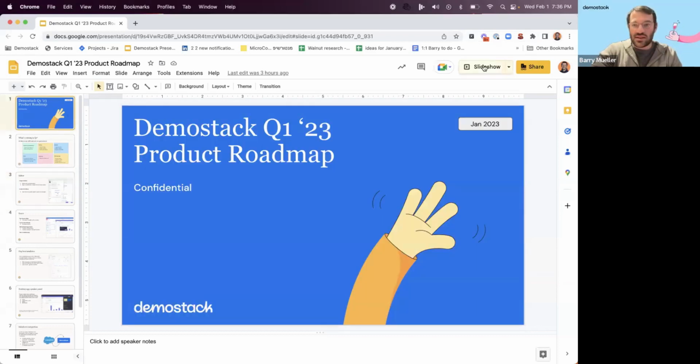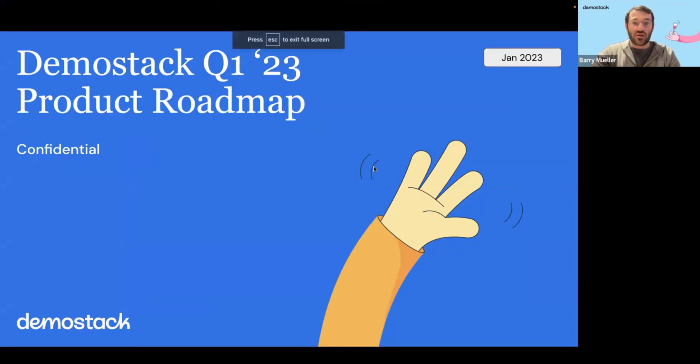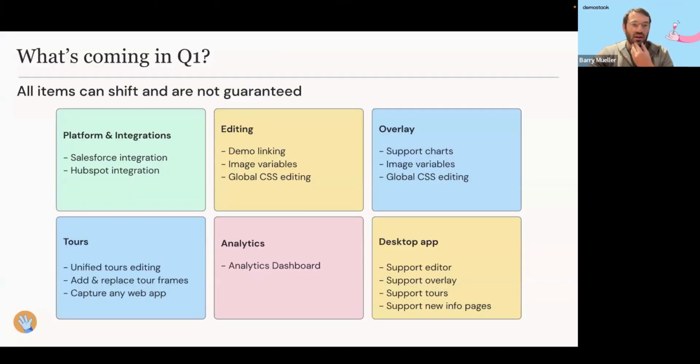Okay, so maybe your CS has shown it to you, but if they haven't, I think this will be really interesting, our product roadmap. I'll go through quickly from this slide, but the next slides are where we take a deeper dive. So this is what's planned for Q1. Again, caveat, all items can shift and are not guaranteed. But for the platform, we have integrations coming, which I think is really exciting. Salesforce and HubSpot. Obviously, you've seen all the updates with the new layout and the redesign, so they've already done a lot. But the integrations are going to be huge.